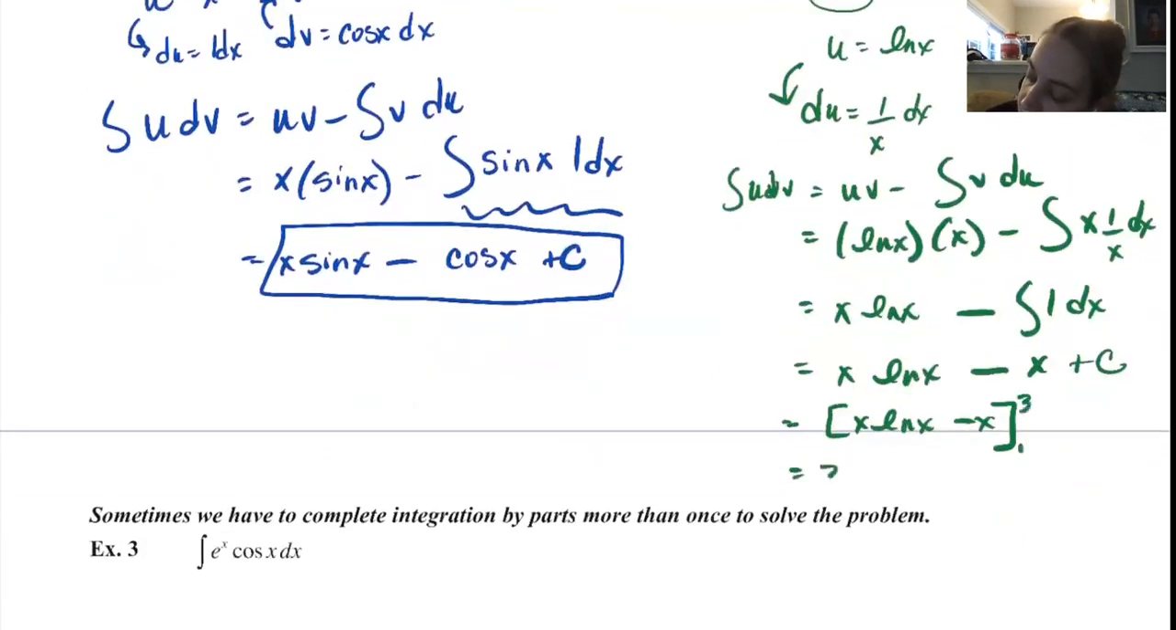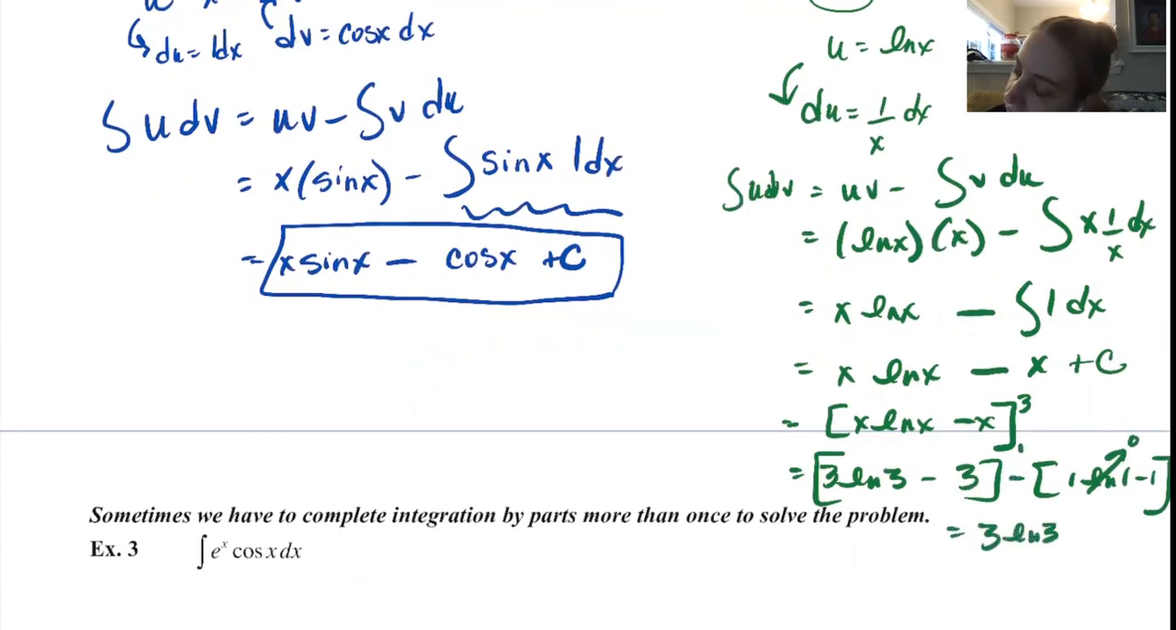So this becomes 3 natural log of 3 minus 3 minus 1 natural log of 1 minus 1. Natural log of 1 is 0. So I've got 3 natural log of 3. And this is a negative 3. This is now a positive 1, so minus 2.